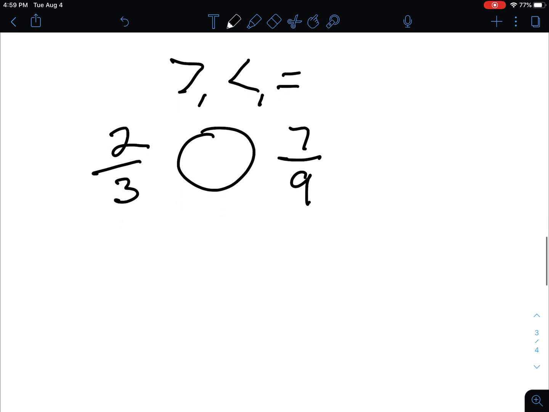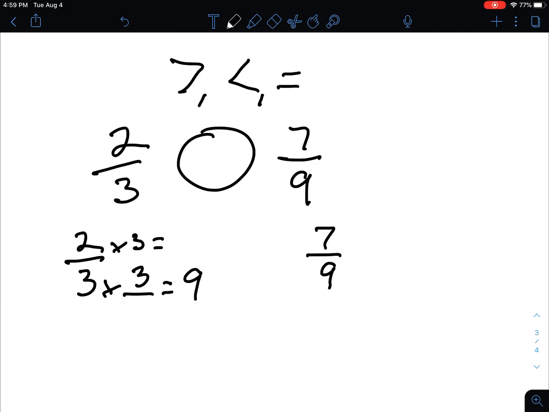Okay, so 3 different methods. Let's start with common denominators. Let's say you chose to do that. And you said to yourself, all right, well, what do I multiply 3 by to get 9? And the answer is 3, which means I have to multiply the numerator by 3. So now I have an equivalent fraction to 2/3, which is 6/9. And now I can see they're super close, but 7/9 is a little bit more than 6/9.